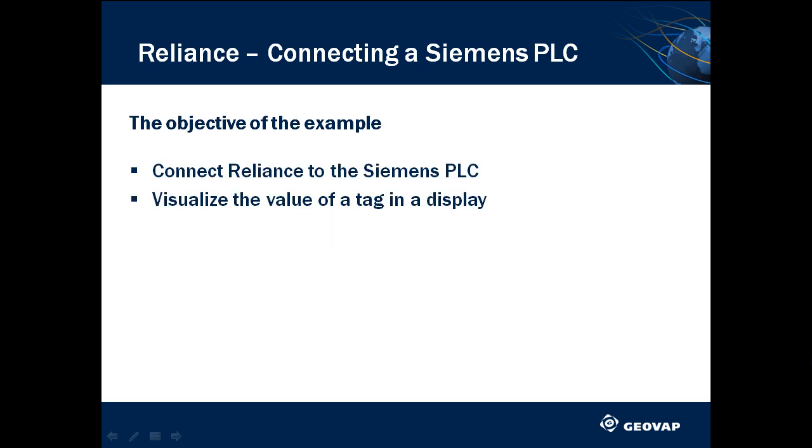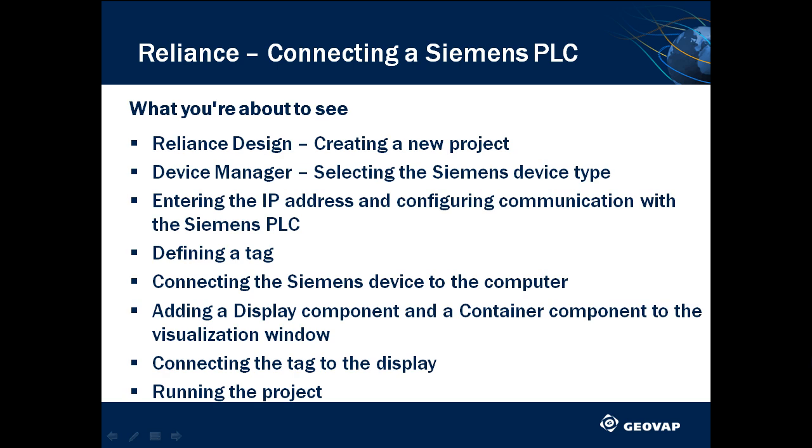In today's example, we'll be connecting Reliance to a Siemens PLC and displaying the value of a tag. First, we'll create a new project in Reliance Design. Then, we'll open the Device Manager and add a device of type Siemens. After that, we will configure communication, define a tag, connect the Siemens device to the computer, place a display and a container in the visualization window, and connect the display to the tag.